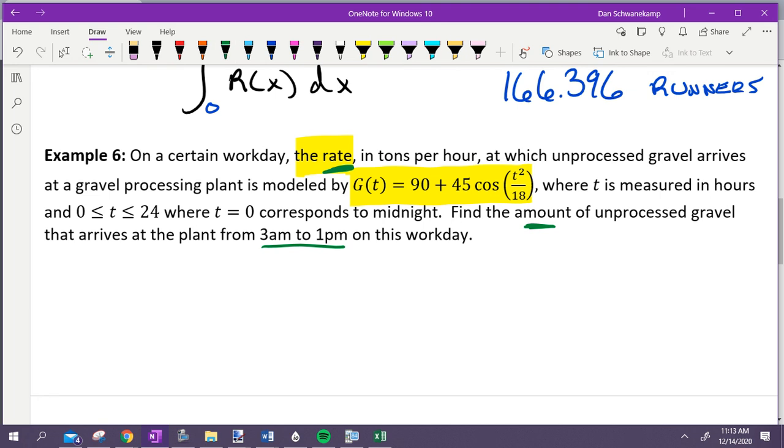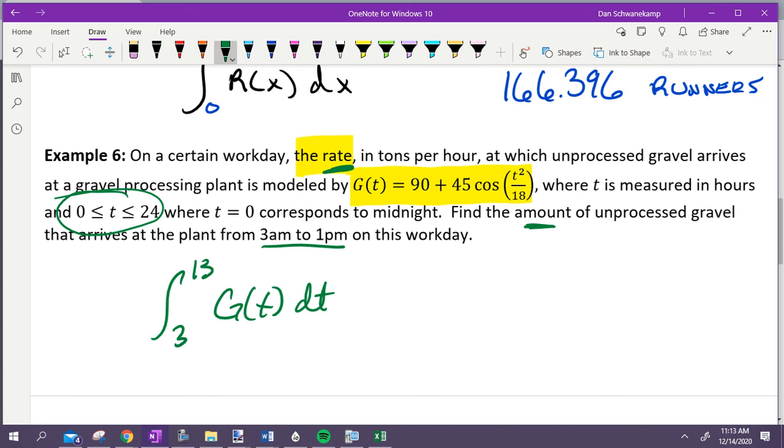From when until when do you think I should integrate this thing? 3, because that's my starting number, and then I want to go to 1 p.m. Again, notice that I'm from 0 to 24 hours, so my top number should be 13, because that's 13 hours after midnight. I'm integrating this rate, so I'm just going to write G of t, because it's a calculator question. All I got to do is integrate that. So let's type that in my calculator.